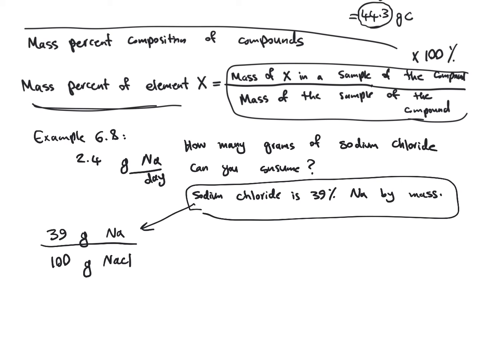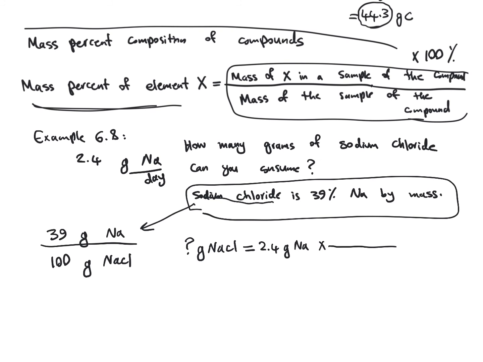Do you have any questions about writing this conversion factor? This is kind of intuitive, right? If sodium chloride is 39% sodium by mass, it means that if you have 100 grams of sodium chloride, 39 grams is sodium. And here, you want to find how many grams of sodium chloride you should consume to be within the FDA recommendation, which is 2.4 grams of sodium.